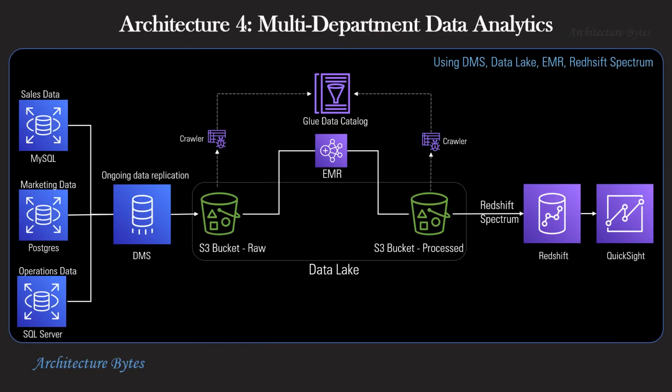Here's another variation of the architecture. Here we bring all our data into S3 data lake using DMS. DMS tasks will have respective RDBMS databases as the source and S3 raw bucket as the target. We can transform and process the raw data using EMR and save it into processed bucket. Now, using Redshift Spectrum, we can query data in S3 and then visualize it in QuickSight. Redshift Spectrum is available only via Redshift. So if you are not already using Redshift, you could alternately use Athena to query S3.